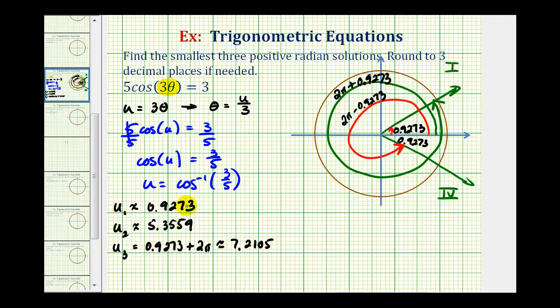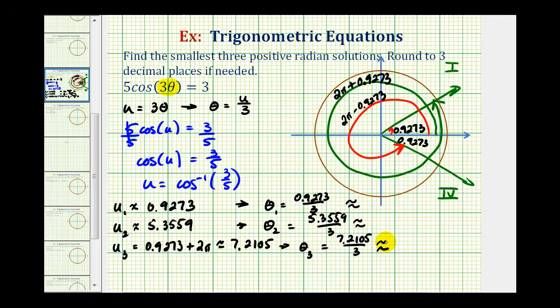So we have our 3 solutions in terms of u. Remember, our ultimate goal is to solve this equation in terms of theta. And since theta equals u divided by 3, we have to divide each of these solutions by 3 to find theta. So now we'll go back to the calculator to determine these quotients.